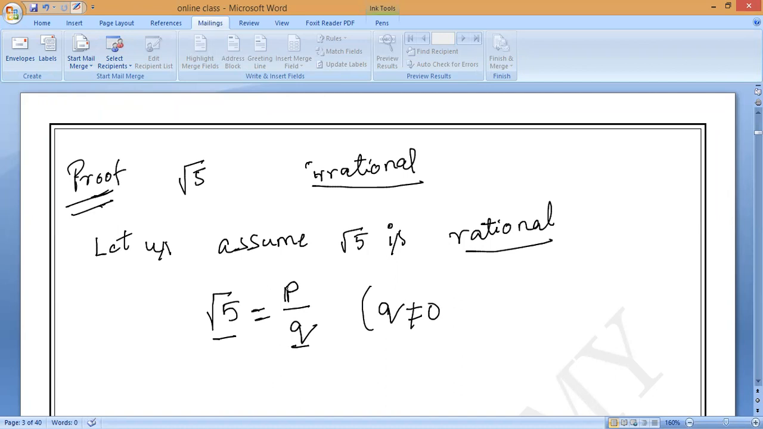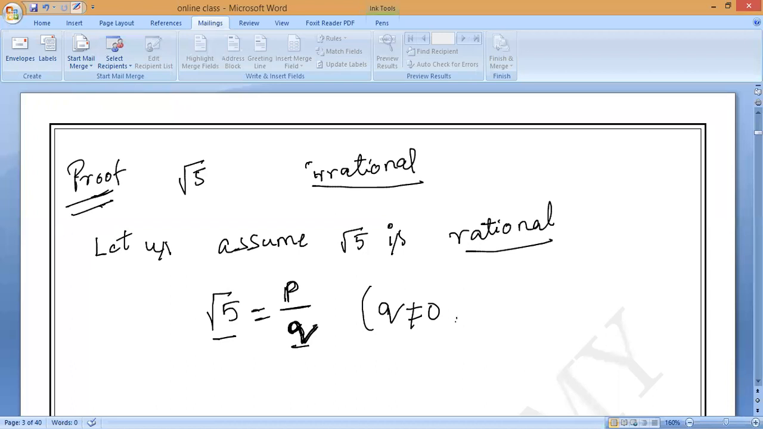Here, P and Q are in the simplest form. What is the simplest form? Simplest form means we can't cancel with any number, correct? It means there is no common factor between P and Q. Do you understand? This is the simplest form. Simplest form means we can't cancel with any number. It means no common factor between P and Q. Is it clear?